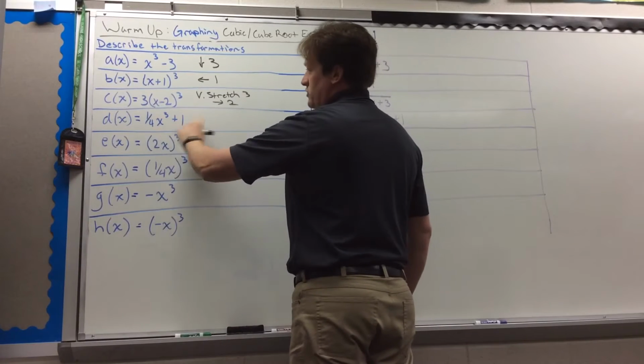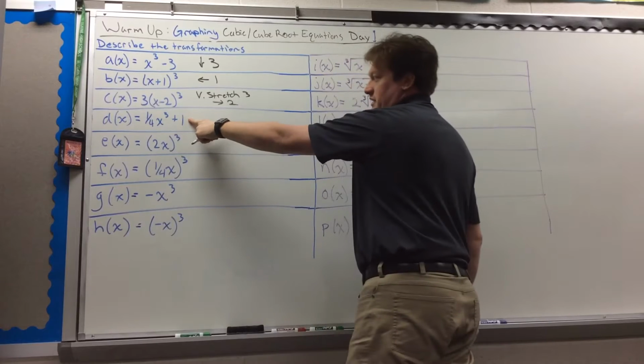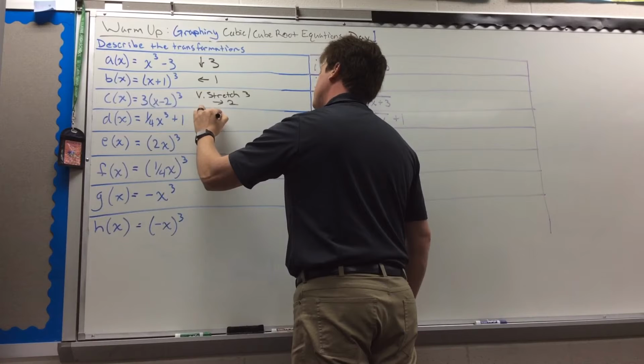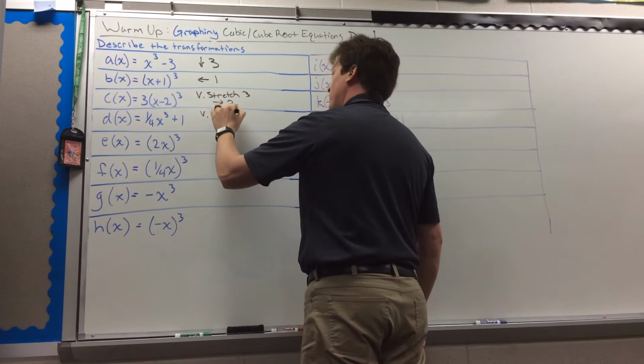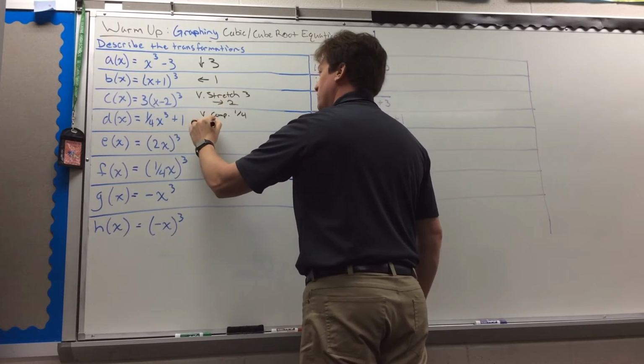We have another question that has transformations. We have a 1/4 for the A value, 1 for the D value. 1/4, this would be a vertical compression of 1/4. And then the 1 on the outside means I'm going up 1 unit.